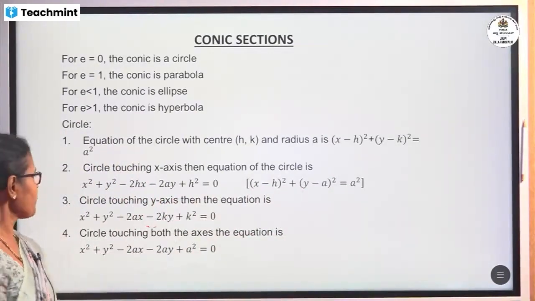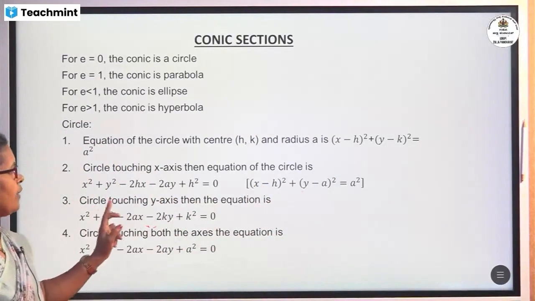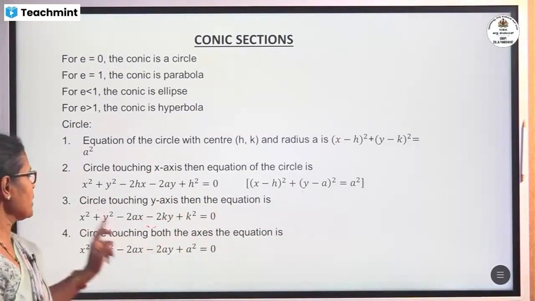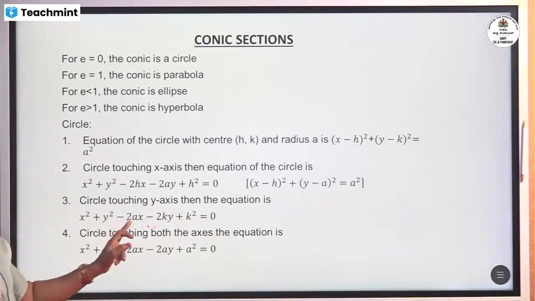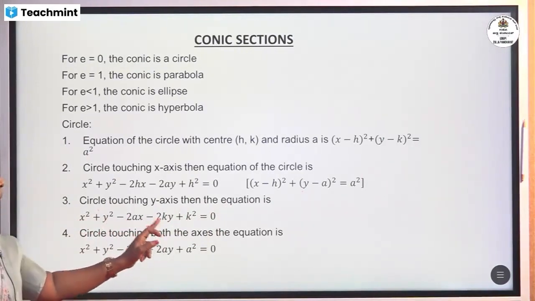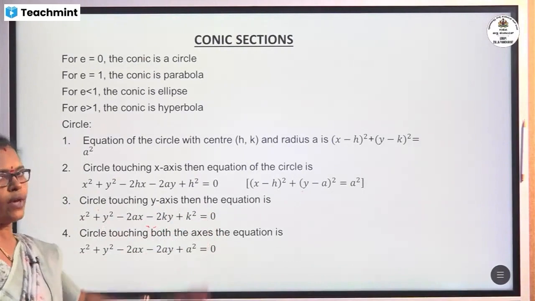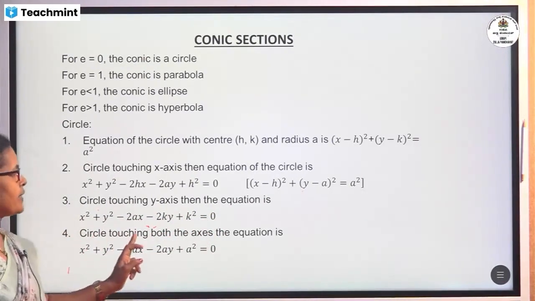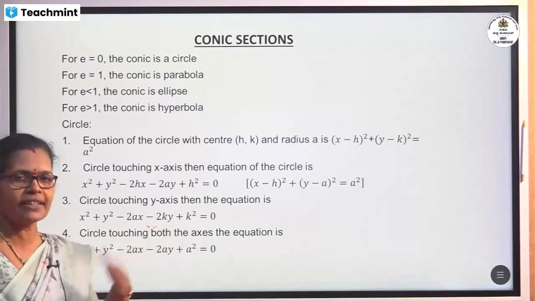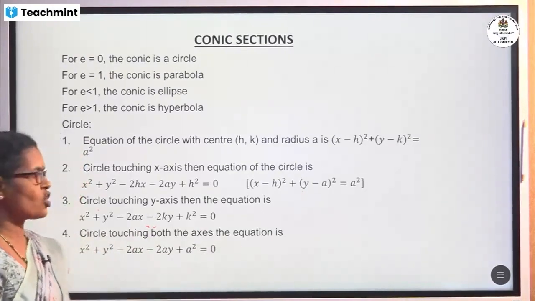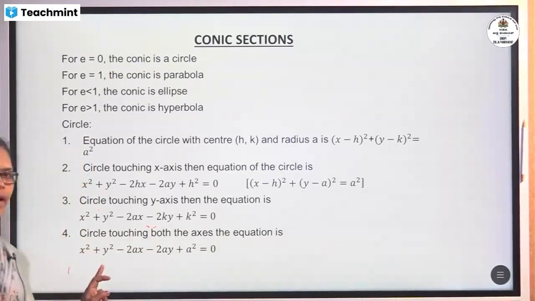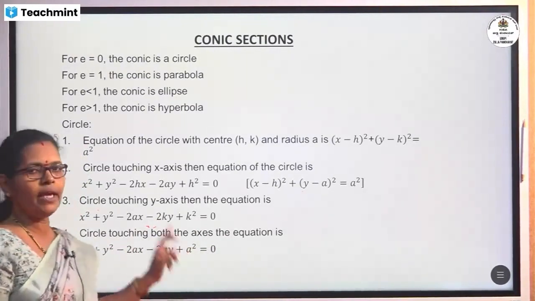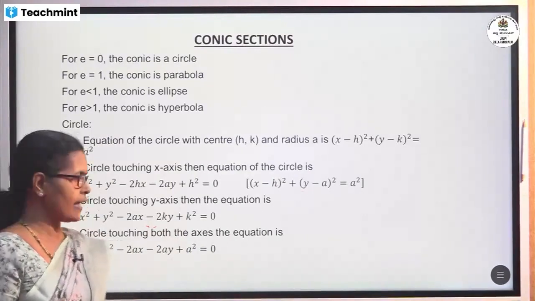Third one, circle touching the y-axis. Then the equation is x square plus y square minus 2ax minus 2ky plus k square equals 0. Fourth one, circle touching both the axes, both x and y axis. Then the equation of the circle is x square plus y square minus 2ax minus 2ay plus a square equals 0.